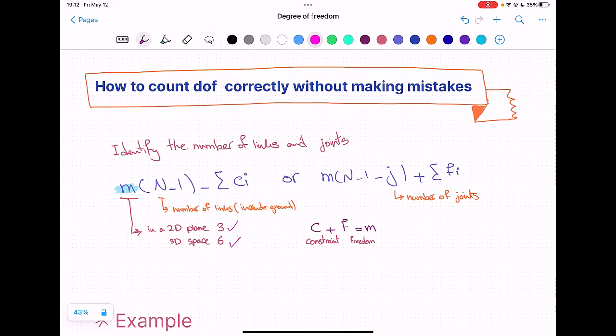Additionally, there is another parameter called n, which represents the number of links in the mechanism. It's important to note that when counting the links, you should include the ground as one link. Furthermore, we have a parameter called j, which indicates the number of joints.